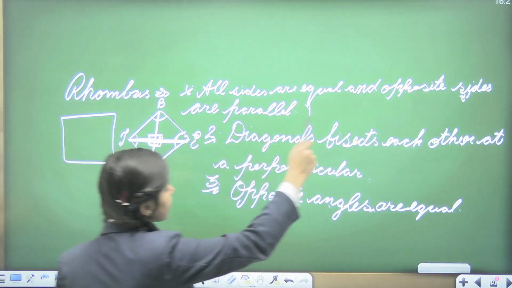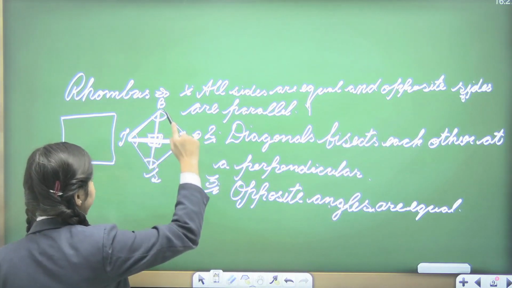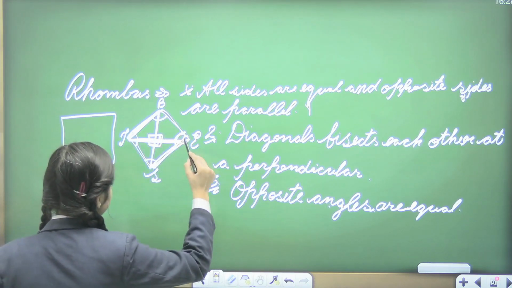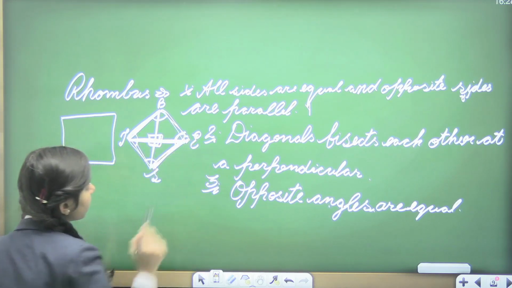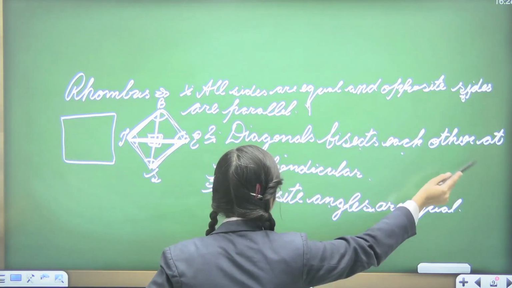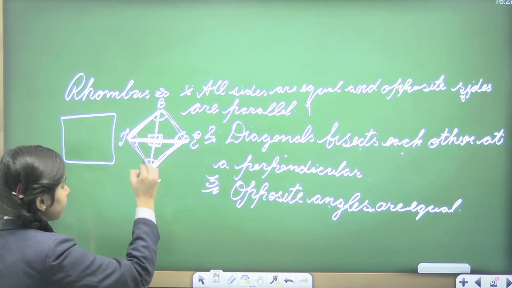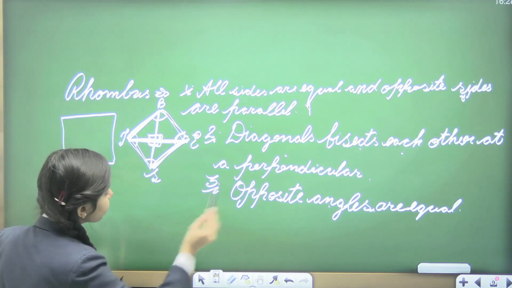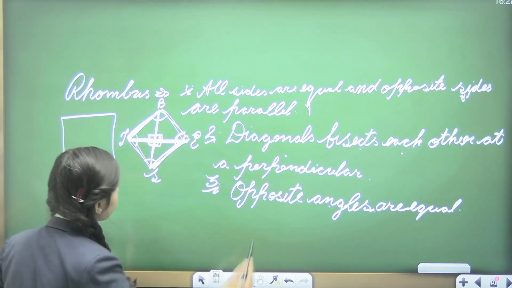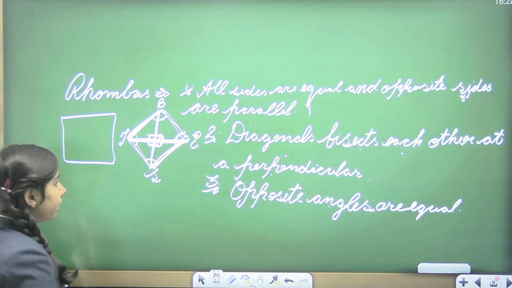So all sides are equal and opposite sides are parallel. Like all sides are equal and the opposite sides, like these two and these two, they are parallel. And diagonals bisect each other at a perpendicular. Like these are the diagonals and they bisect each other. Bisects means cutting each other into half at a perpendicular. A perpendicular is a 90-degree angle.